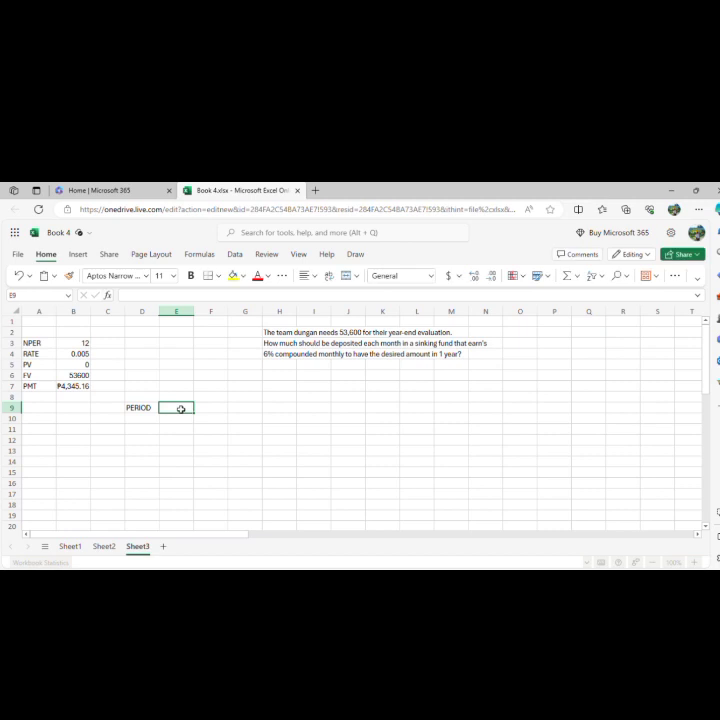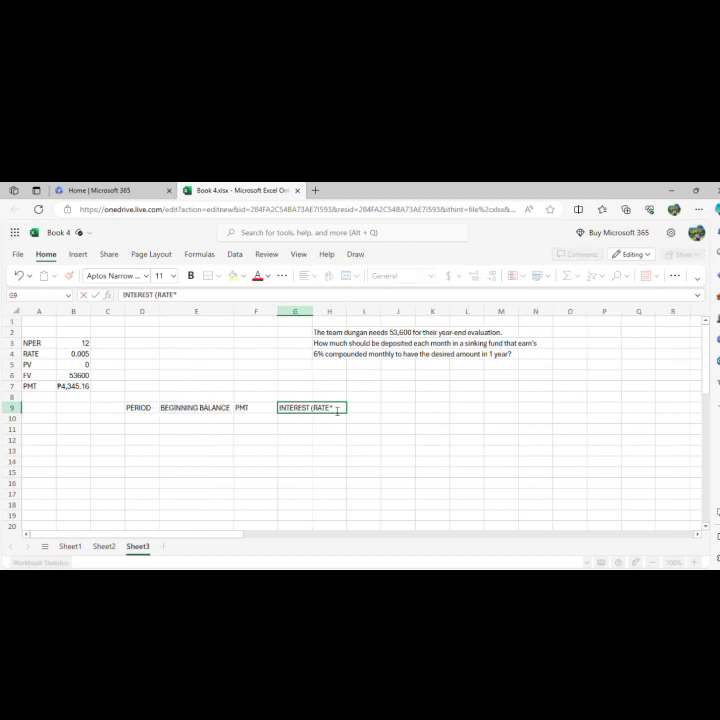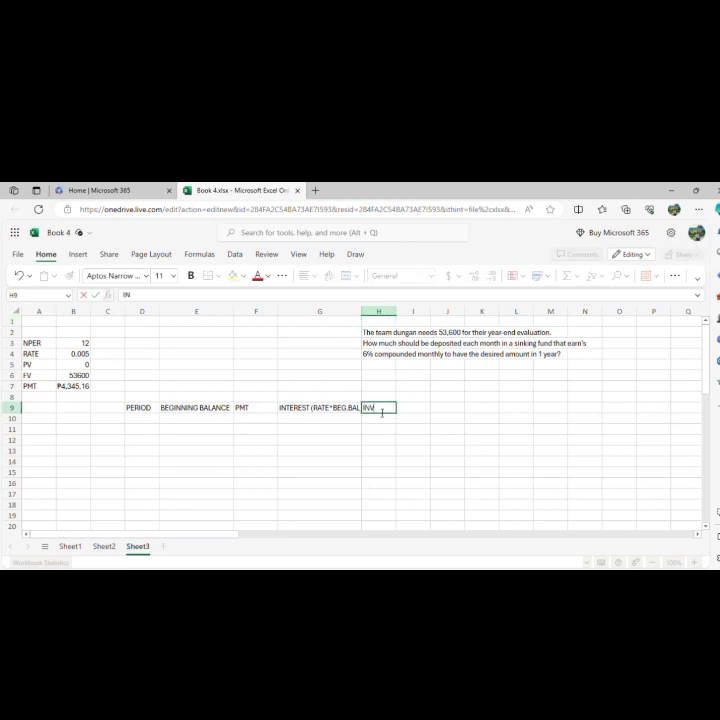And now let us proceed to making our sinking fund schedule. In the first column, write the period. The second column, write the beginning balance. The PMT, then the interest, which is the rate times the beginning balance. The increase in fund, which is the PMT plus the interest. And the sinking fund, which is the beginning balance plus the increase in fund.